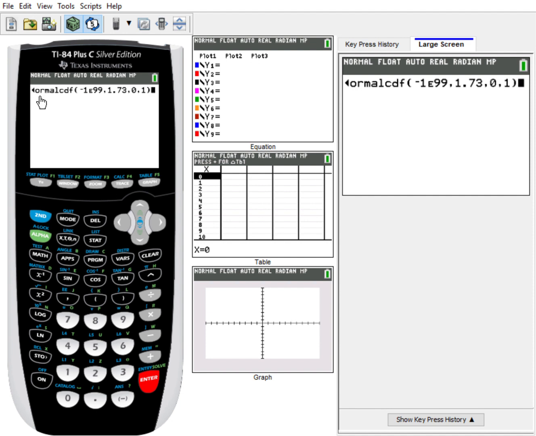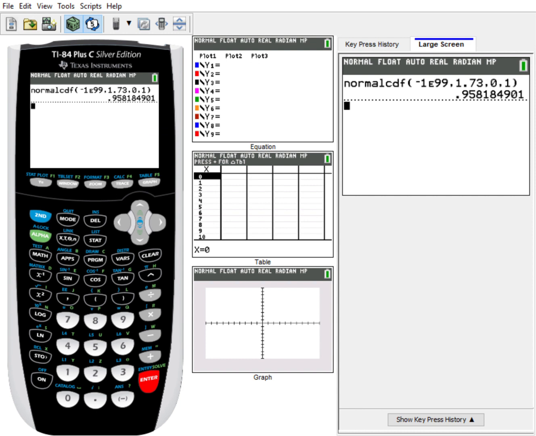So the TI-83, if you push the normal CDF button, it just types in normal CDF and opens parentheses and says, well, what do you want to put in there? Now, the instructions are lower bound, so you'll type in the negative 1 E99, just like I did in the previous one, comma, the upper bound, 1.73, another comma, mu, comma, sigma. So remember, for the TI-83 people, normal CDF, open the parenthesis, lower bound, comma, upper bound, comma, mu, comma, sigma.